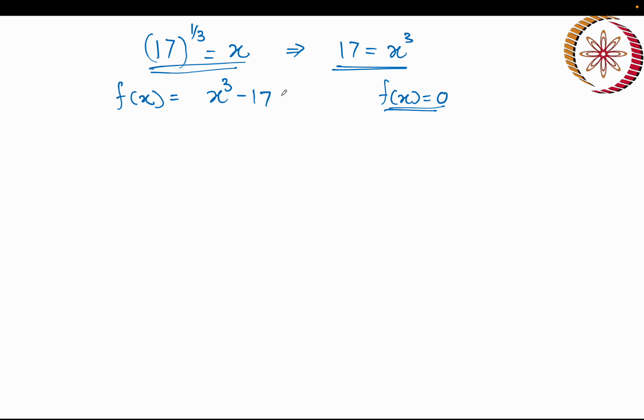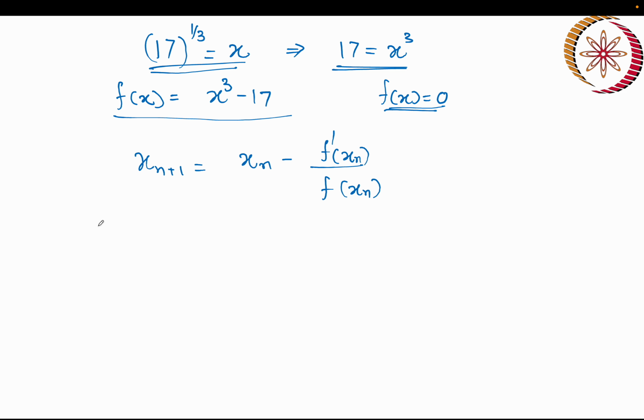Okay. So we have simplified this equation now, and we'll use the Newton-Raphson method. What the method tells us is x(n+1) is equal to xn minus f(xn) divided by f dash of xn. So we already have f of x. What we will do is differentiate it once with respect to x. It will be 3x square.